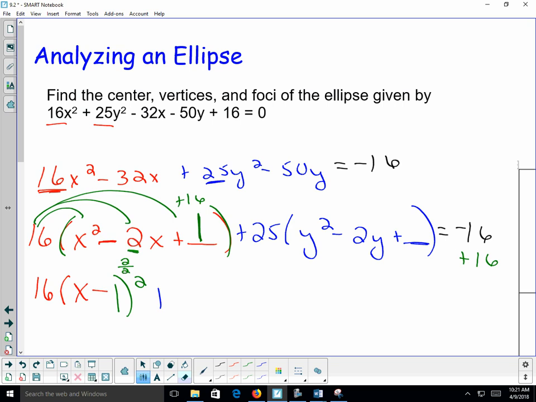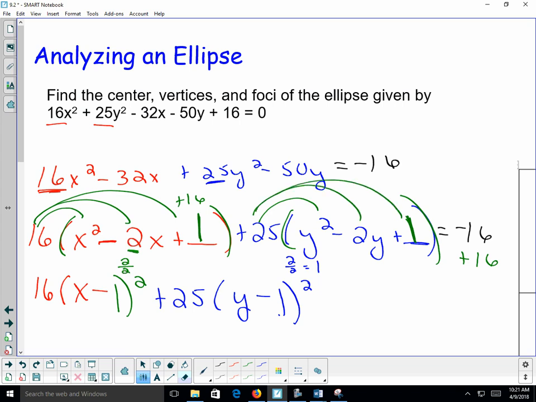Again, just copying down that 25. That's not going to change how I do my binomial. The square root of y squared will be y, because this is a minus sign, this is a minus sign. Half of 2 is 1, so that'll put a 1 here. 1 squared is going to be 1, so I'm going to put a 1 here. But again, I'm not really adding 1, I'm adding 1 inside this quantity that technically I'd have to distribute the 25 to. So I'm really adding 25 to this side of the equation, which means I add 25 to this side of the equation. Oh, no, it's not. I'm actually taking 25.